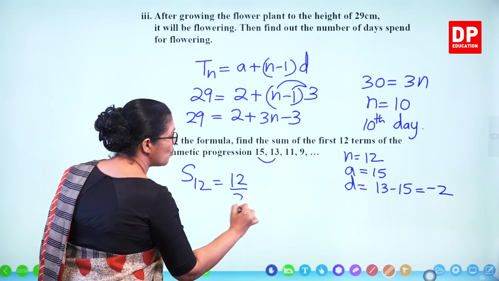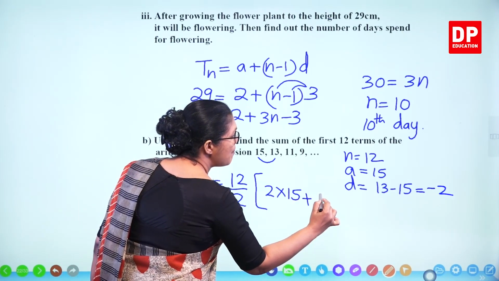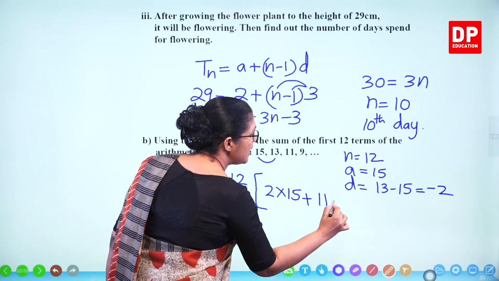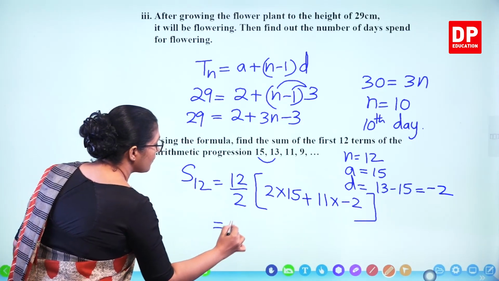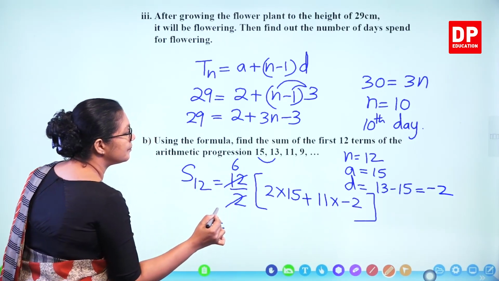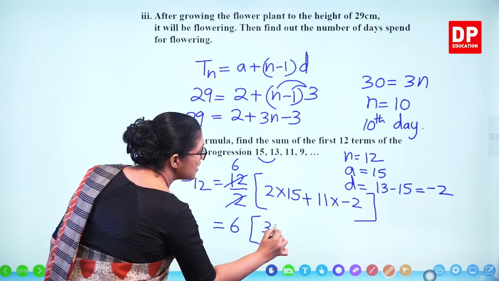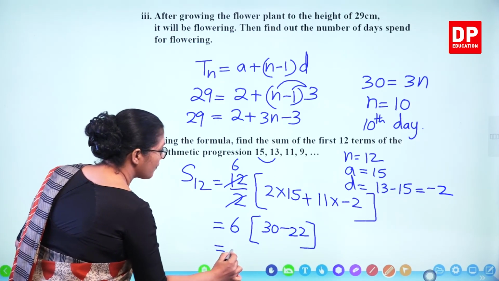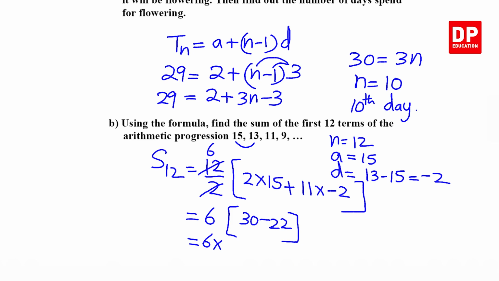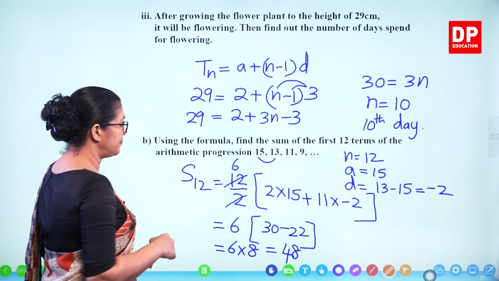If you know these 3, you can use the formula n over 2. That's 12 over 2. 2a, that's 15 plus n minus 1. So 12 minus 1, 11 into d. That's minus 2. 2 times 6. So 6 with 2 times 15, 30 minus 22. 6 times 8. So 48 is the sum of 12 terms here.